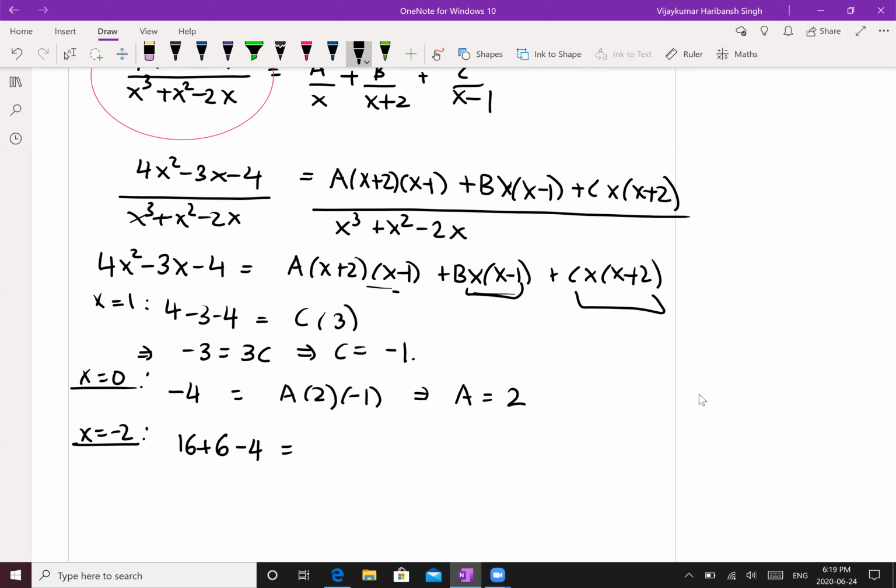On the other side, this will go away. This will become 0. You will have b times minus 2 into minus 2 minus 1, which is minus 3. So we get, this gives us 22 minus 4 is 18. You get 6b. Therefore, b equals 3.